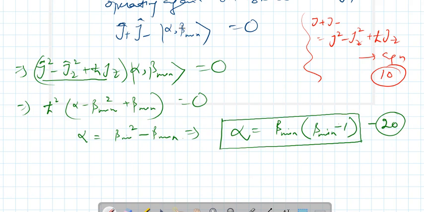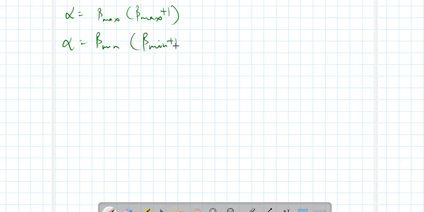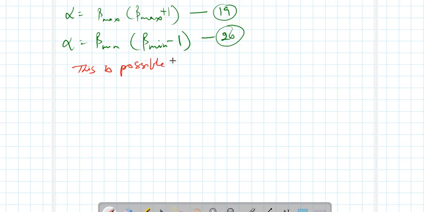So if I sum up these two equations, then I can write down that alpha is equal to beta max plus 1, and alpha is equal to beta minimum, sorry, not plus 1, but it's a minus 1, and this is equation number 19, and this is equation number 20, and this is possible if beta maximum is equal to negative of beta minimum.